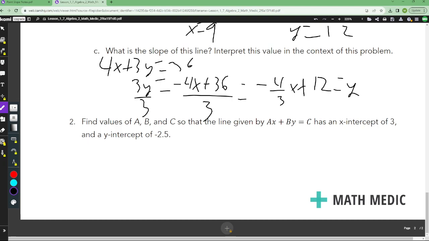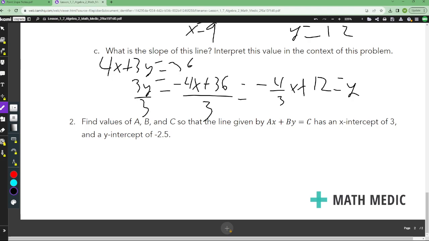So now we're going to look for values given an x-intercept of 3 and y-intercept of negative 2.5. The line is ax plus by equals c. So with standard form, all the values have to be whole. So we can go ahead and plug them in if we wanted to, but there's multiple different answers.